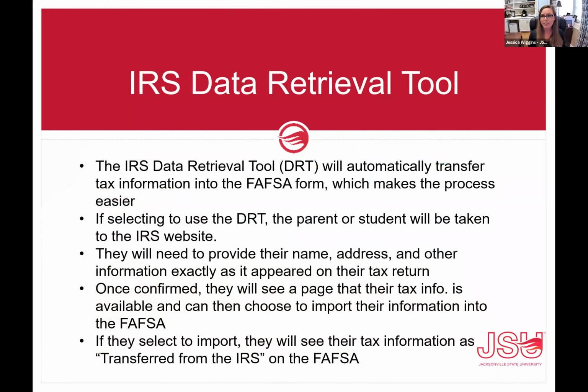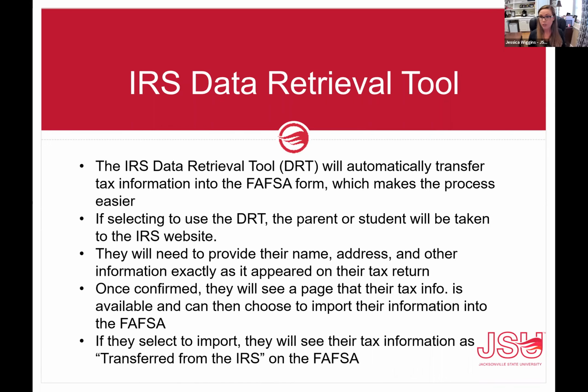Okay, so looking at the financial information that is going to be required on the FAFSA, one of the great tools that has been added to the FAFSA in the last 5 to 6 years has been the IRS data retrieval tool. This tool will allow a parent or a student, if they file taxes, to automatically transfer their tax information from the IRS site directly into the FAFSA. What that means is it eliminates a lot of the manual entry of tax information from the tax return into the FAFSA. It certainly makes the process a lot easier if they are eligible to use the IRS data retrieval tool.